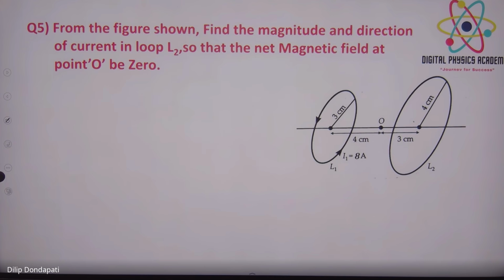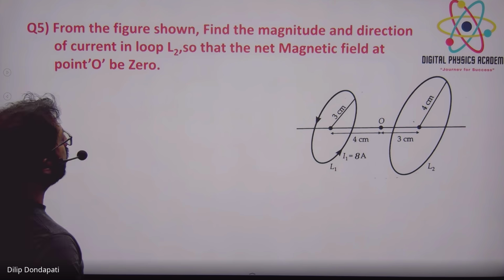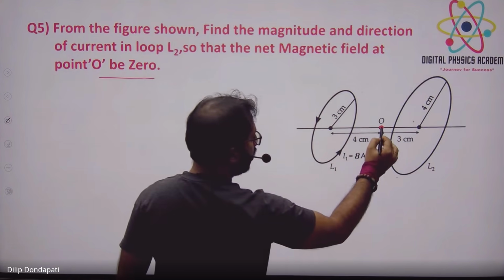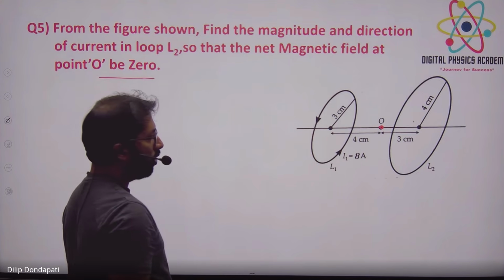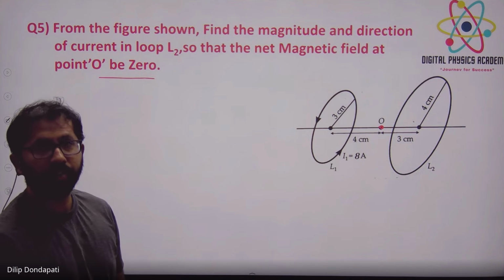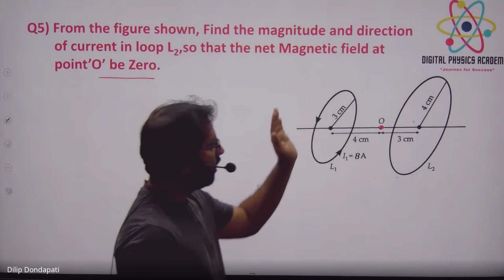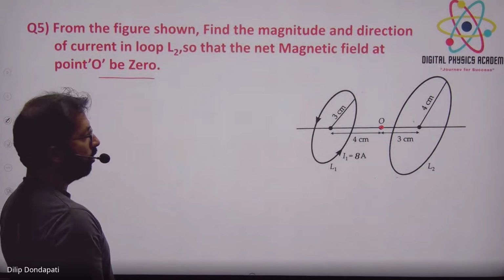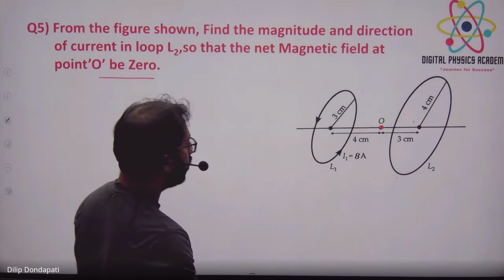From the figure shown, find the magnitude and direction of the current in loop 2. That means you need the current in loop 2 so that the net magnetic field at O is 0. At this point the magnetic field should be 0. So first we will find the direction, tell me which way it will be. It is going like this, current from top to bottom, so that the net magnetic field is 0. So find this one first.